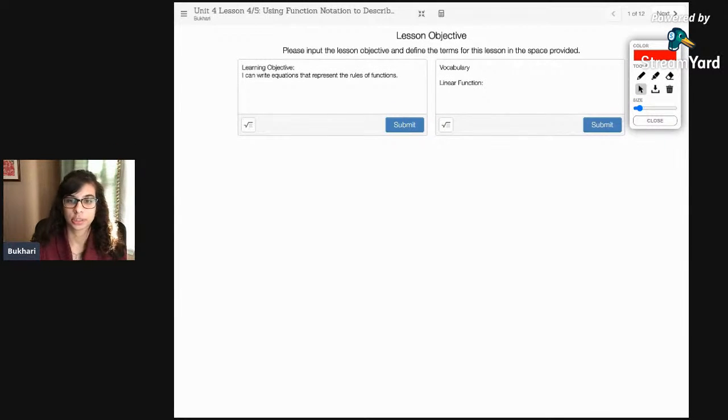In the last couple lessons, you were introduced to how to represent function notation as a way of describing our functions. Today, we're going to take that a step further, and we're going to look at how we can describe functions using rules. This is actually going to connect a little into our equation unit from the unit before. Our goal today is you can write equations that represent rules of function.